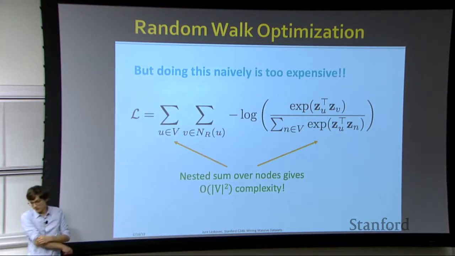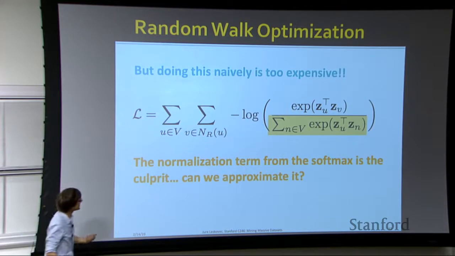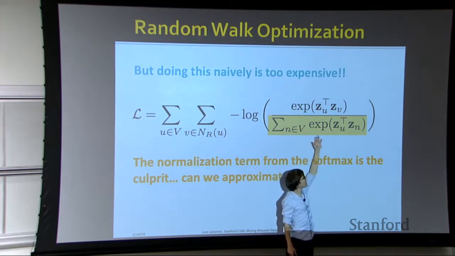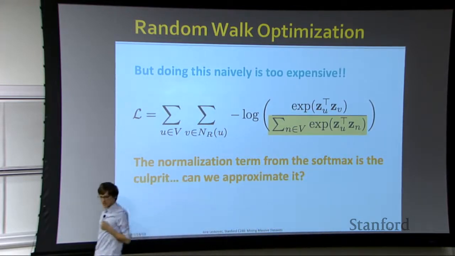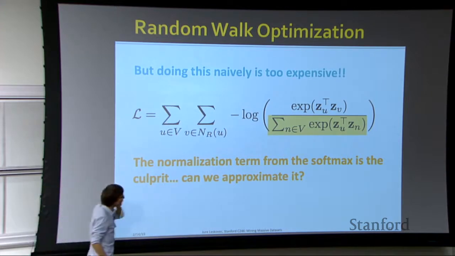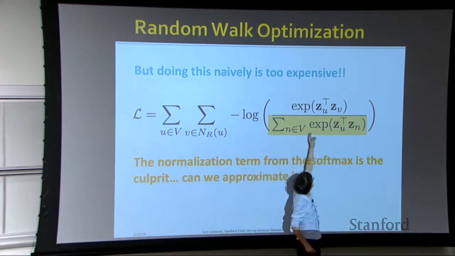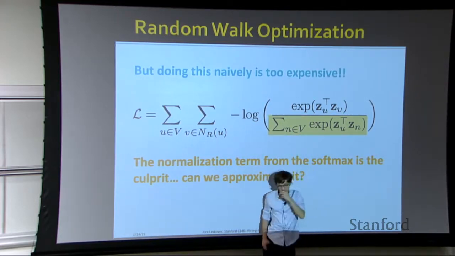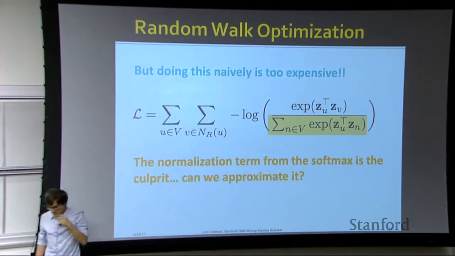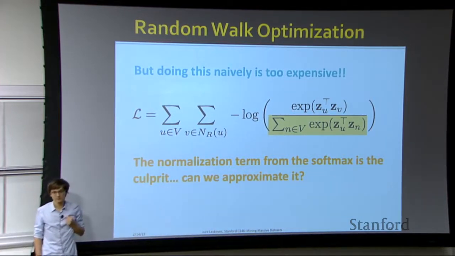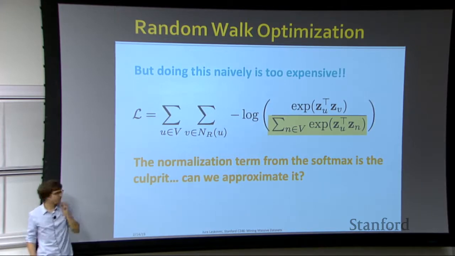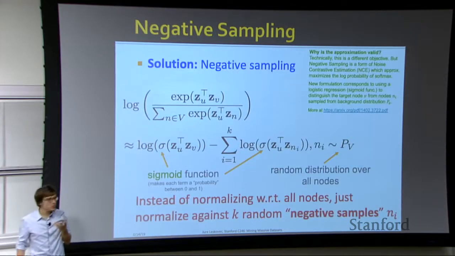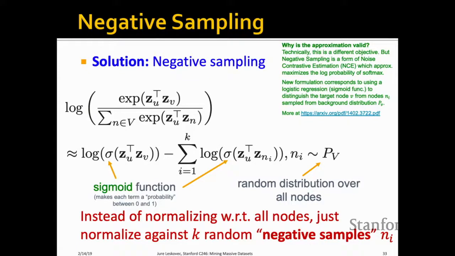So here is what we will do. We will try to get rid of this normalization term, or rather approximate it. The idea is that if we can compute this normalization term not in linear time, but in constant time, independent of the size of the network, then our algorithm goes from quadratic to linear, and that's a major win for us. So the question is, how could I approximate that term? The solution is called negative sampling.